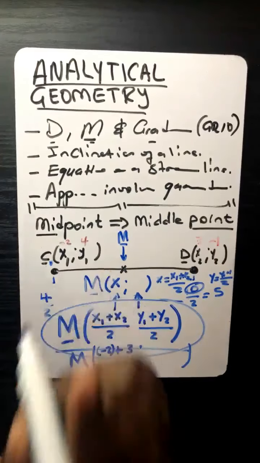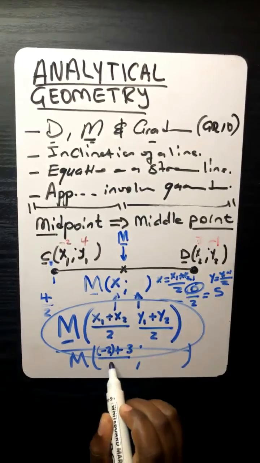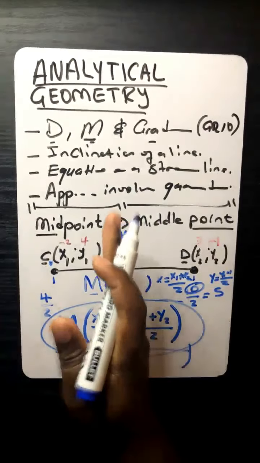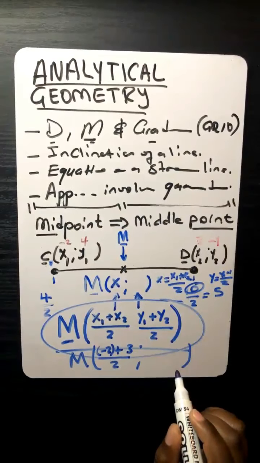But when it comes to negative, be very, very careful. Divided by 2. Why divided by 2? Because we want to split it into equal halves. What about the y values?